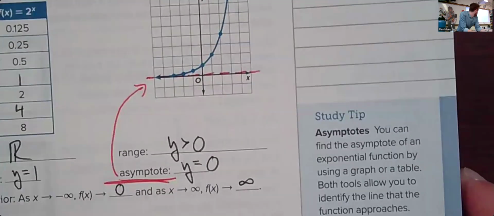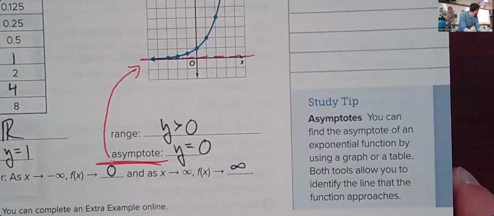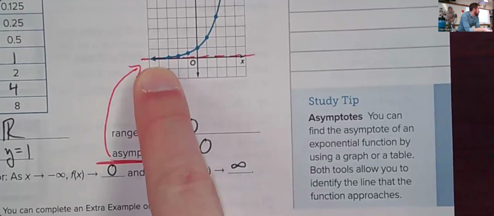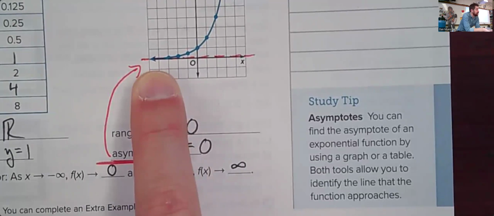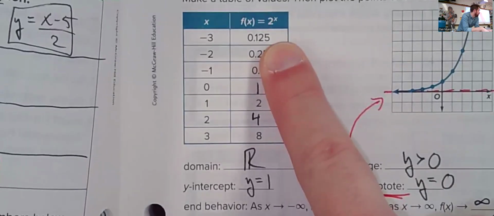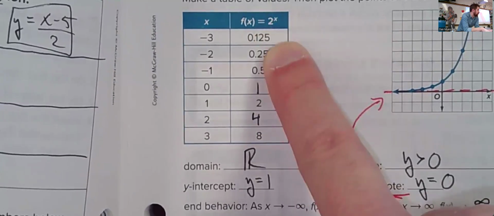So down here, this little study tip, it says you can find the asymptote of an exponential function by using a graph or a table. And we did both, right? We saw the graph here. You can make assumptions about where the asymptote is going, but you might not always be right. Sometimes it goes a little bit lower or higher than you might think, which means it's never a bad idea to run some numbers on the x-axis with the function to see where it goes on the y-axis.